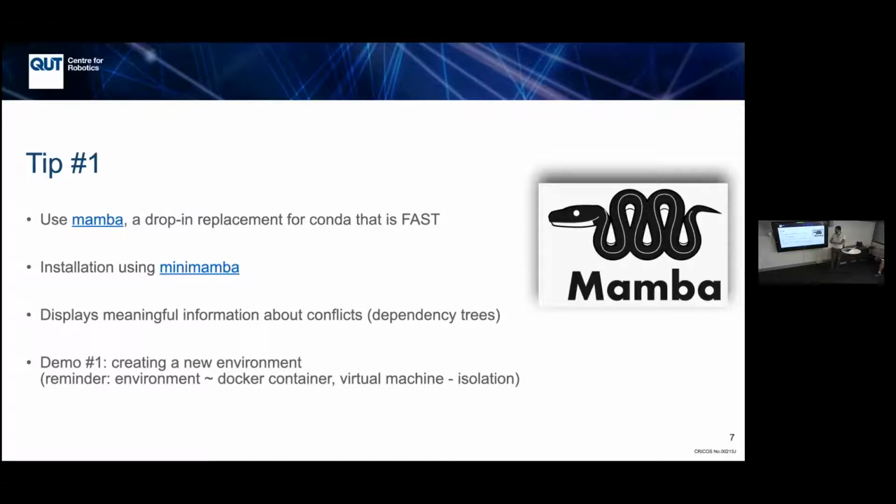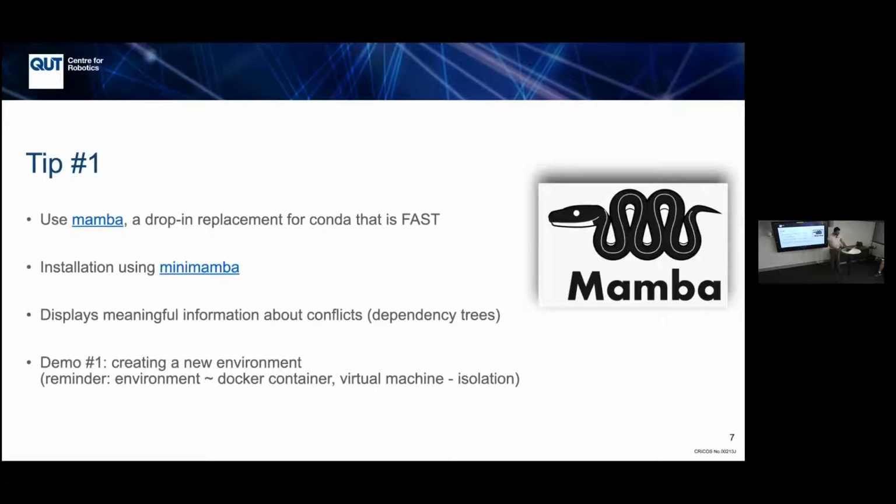Here's tip number 1. Use Mamba. Mamba is a drop-in replacement for Conda that is fast. Whoever has used Conda before, sometimes you type conda install, and then you go and grab a coffee, and then you go to the loo, and then you go back and it's still running. You're like, when is it going to be finished? Mamba is super fast. And you can install Mamba using Miniforge. So that's my final recommendation. It also shows super meaningful information about conflicts. One of the questions that Ben asked in the Teams channel was, what happens when I see this unresolved dependency message, which spits out 150 lines of cryptic messages? That'll go away using Mamba.